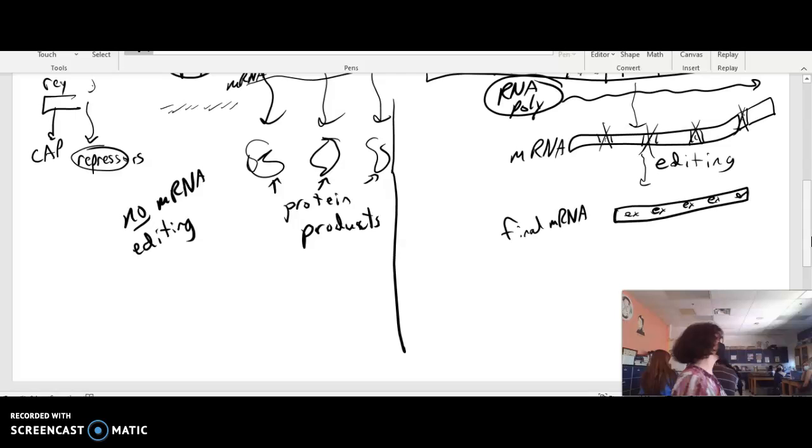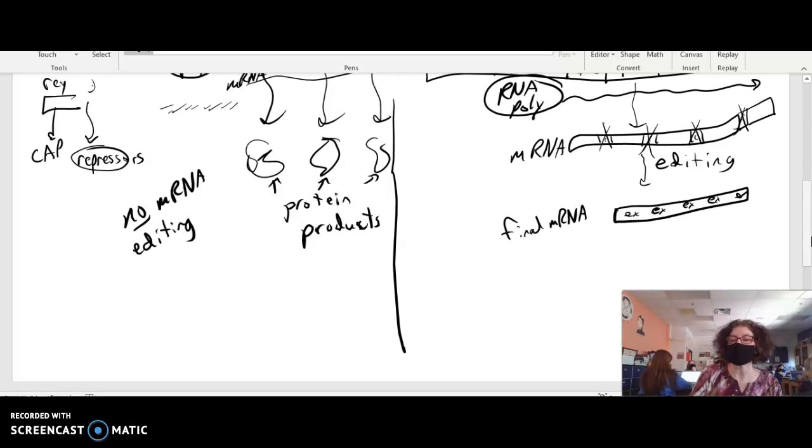Good way to remember this in terms of the language. The exons leave the nucleus, right, to go get translated. The introns stay in the nucleus and get recycled. Does that help? Yeah. Okay.